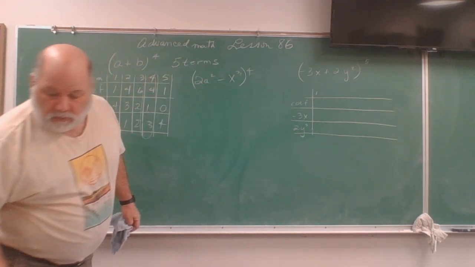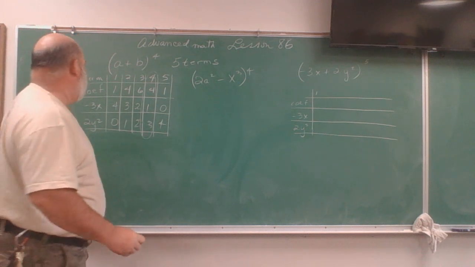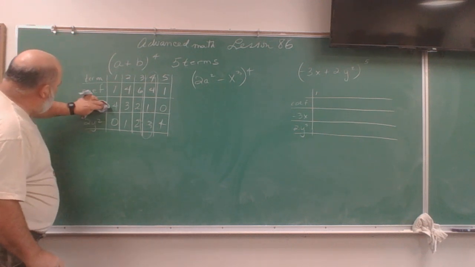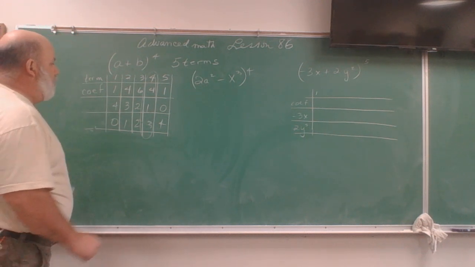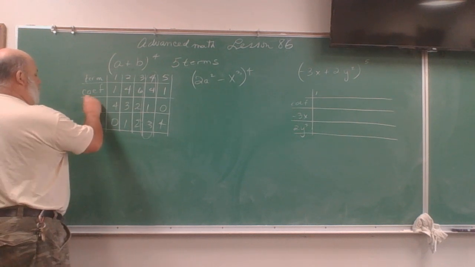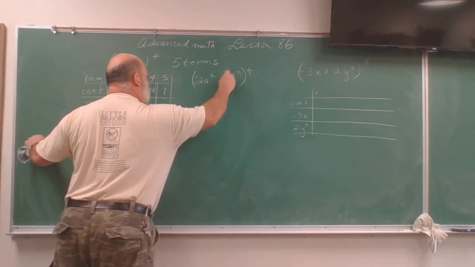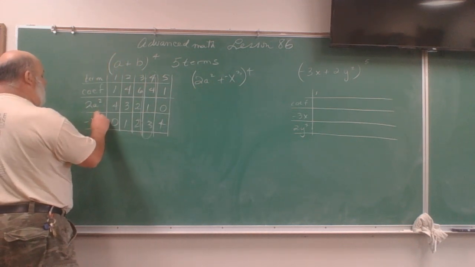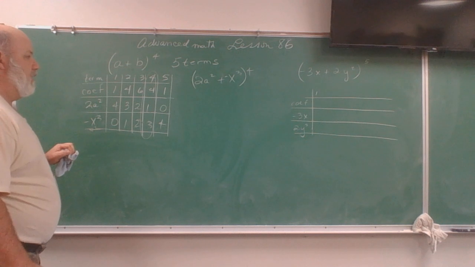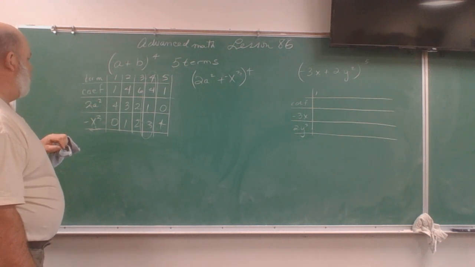Make sure I wrote that right. 2a squared minus x cubed. Still going to use this grid right here. But instead of having a and b, here I'm going to have 2a squared. And got to be careful. This is negative x cubed right there. Still going to have 5 terms.